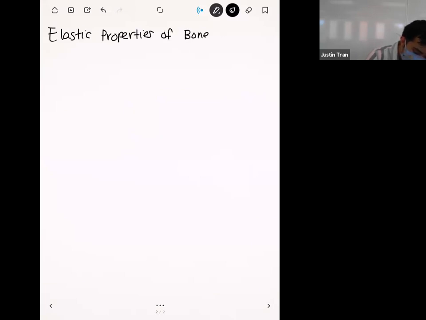All right. So where we left off last Wednesday was we were talking about the elastic properties of bones. And what I mean by this is, we want to characterize how bones behave as a material. Okay.